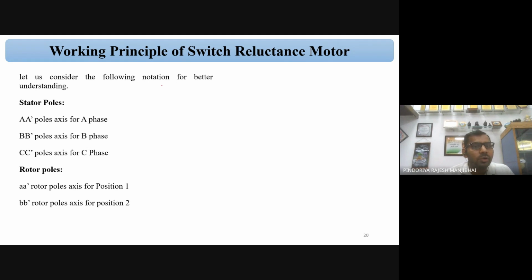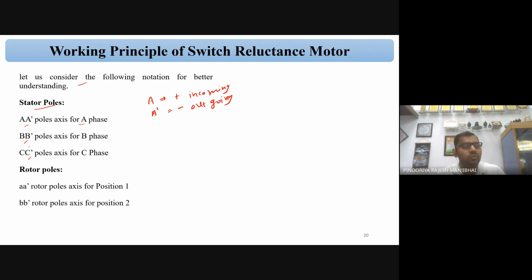Let's consider the following notation for better understanding. This is the stator pole notation. We can say A and A complement are the pole axes for the A phase. A is positive and A dash is negative, so one is the incoming winding and this is the outgoing. Okay. Similarly, for the B phase there are B and B complement, and for the C phase, C and C complement.